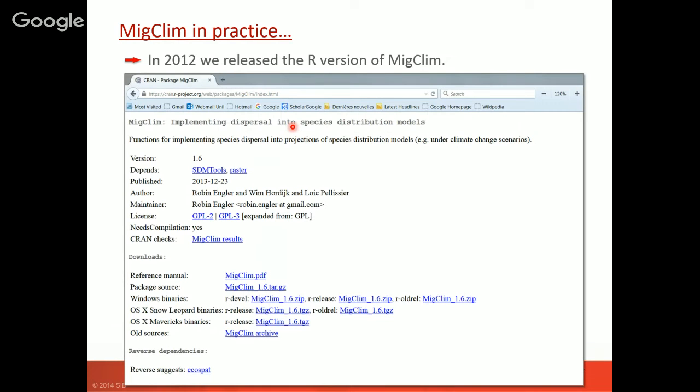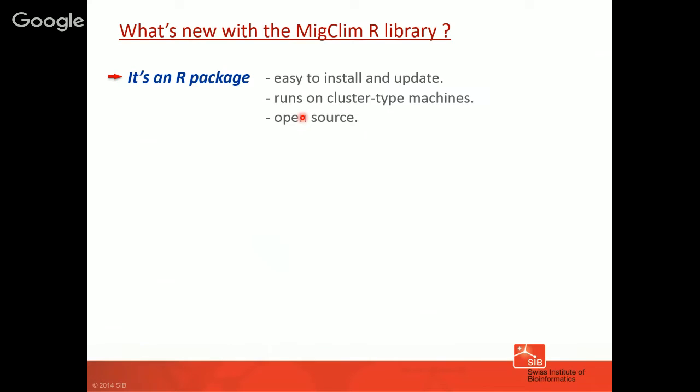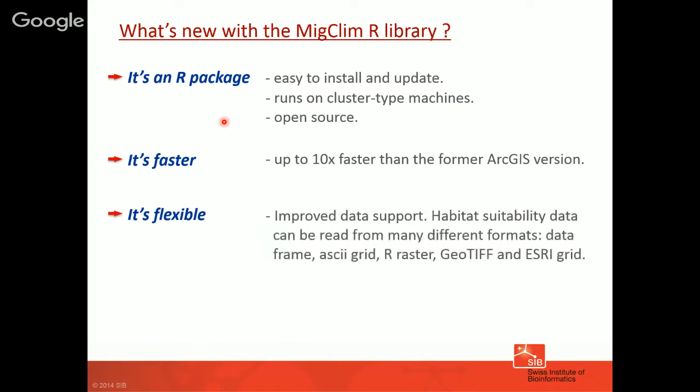So in 2012, we decided to rewrite MIGCLIM as an R package this time. This is where, as I said before, Vim really helped me a lot, because part of the code we rewrote in C, which really helped to speed things up. So what are the advantages of the new R package? First, it's an R package, so it's really easy to install. You can run it on cluster type machines. It's open source, so everyone has access to it and can run it. It's much faster than the previous version that was in ArcGIS. And it's also more flexible, so we added support for a number of different raster formats that you can give as input to MIGCLIM.